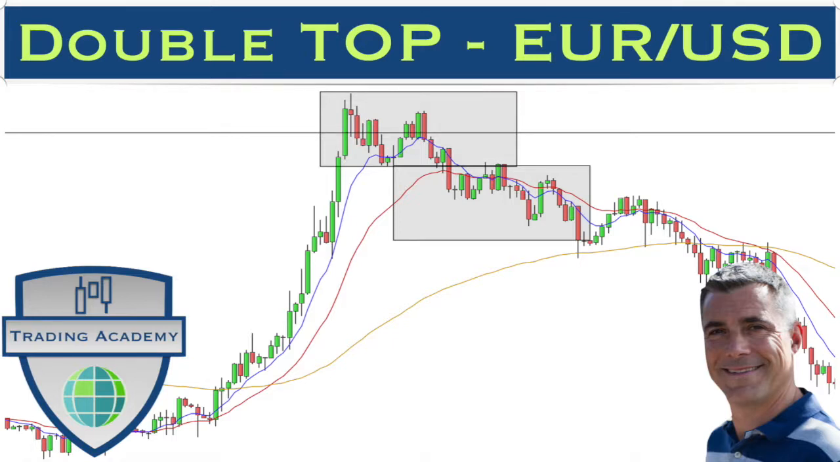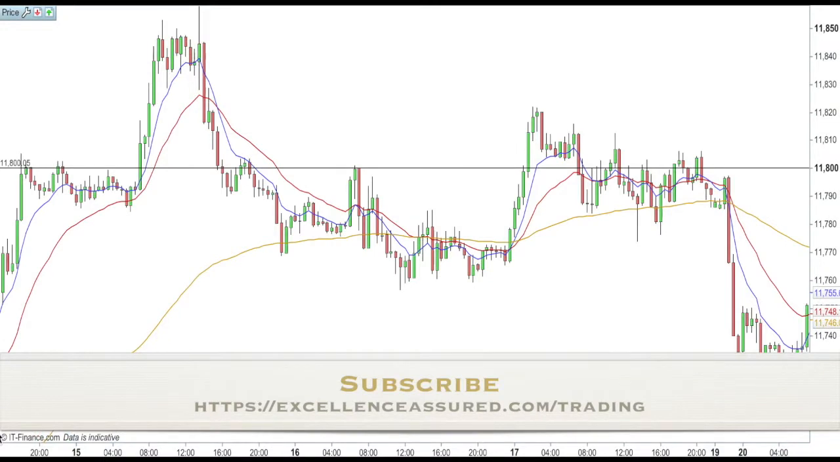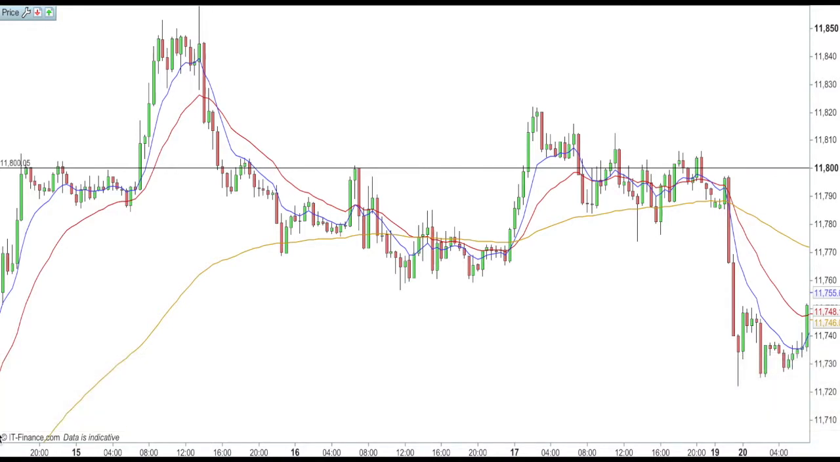Hi traders, had a near perfect double top, about as perfect as they're going to get on the Euro US dollar today. So I'll just take you through the trade and I'll explain to you why the double top was about as perfect as you're going to get.